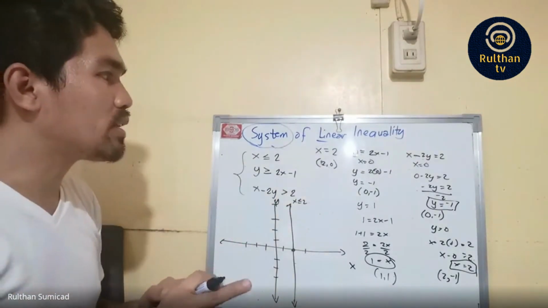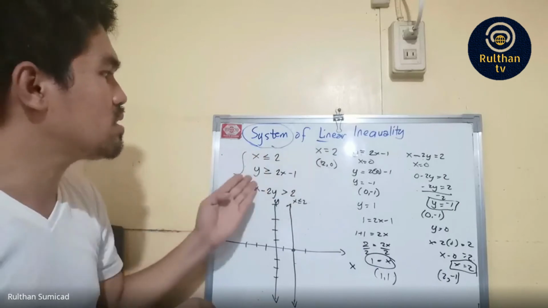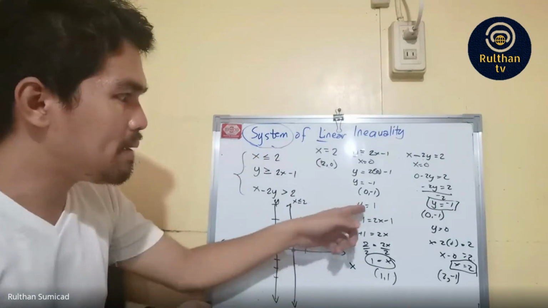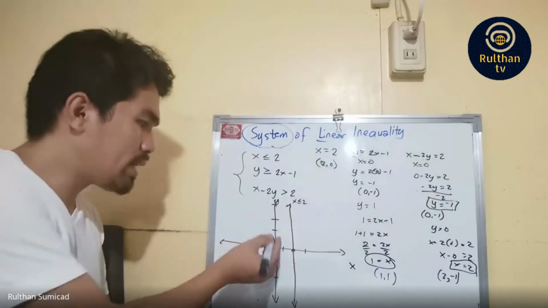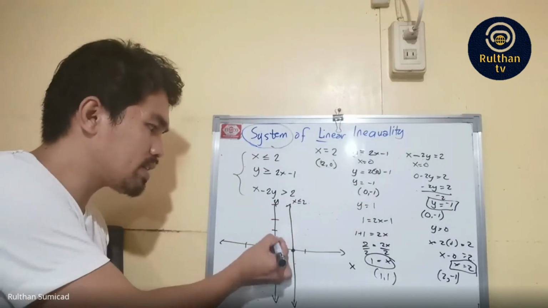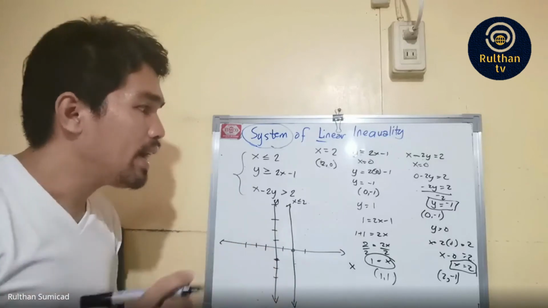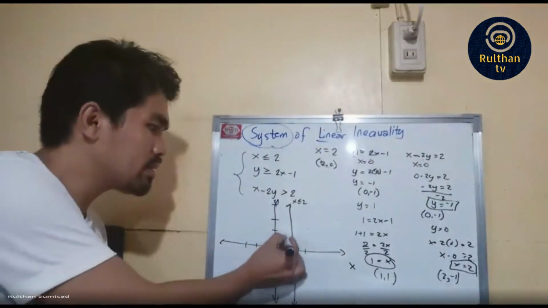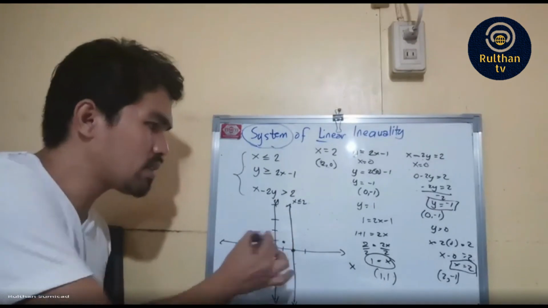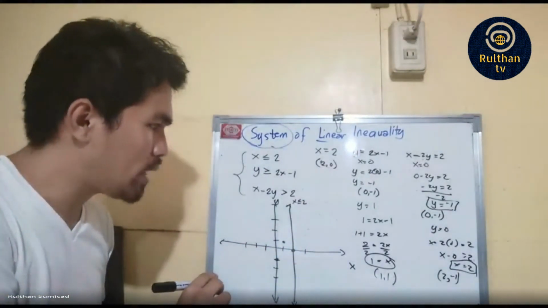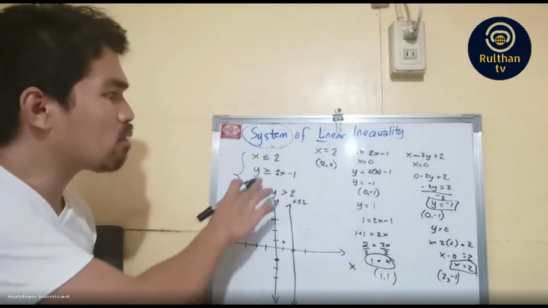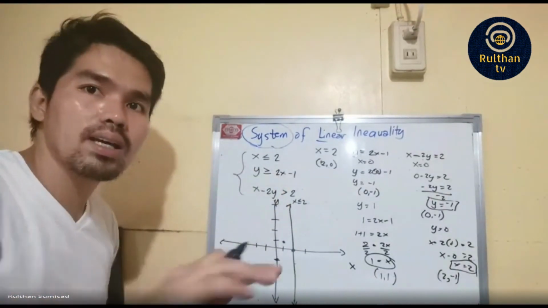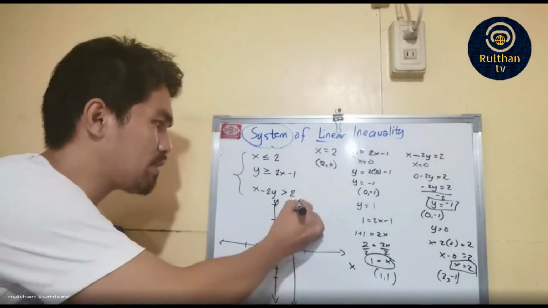Now the next that I'm going to graph is the second inequality, which is y greater than or equal to 2x minus 1. So I have here 0, negative 1, this is the coordinate. And then next is 1, 1, positive 1, positive 1. So again, my line is still solid because my symbol of inequality here is not strict. So what I'm going to do is graph here the line.